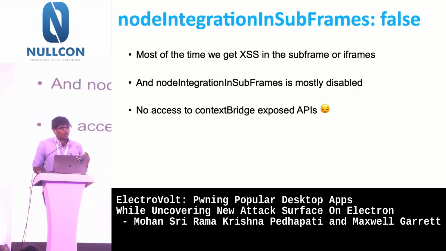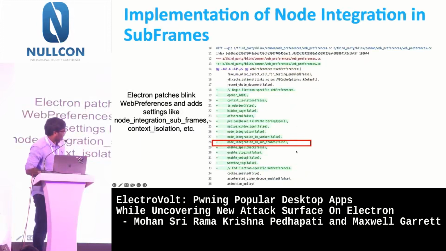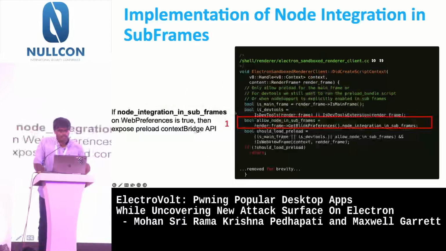So how Electron implemented this setting is, they patched the Chrome Blink web preferences, and they added these settings. As you can see, they added nodeIntegrationInSubFrames. By default, it's set to false in the Blink web preferences object. They also added node integration in workers, the webview tag, and preload scripts, and all that stuff. And the check is done in /electron/renderer/electron_sandboxed_renderer_client.cc, and they are fetching the web preferences and checking if node integration is enabled or not.